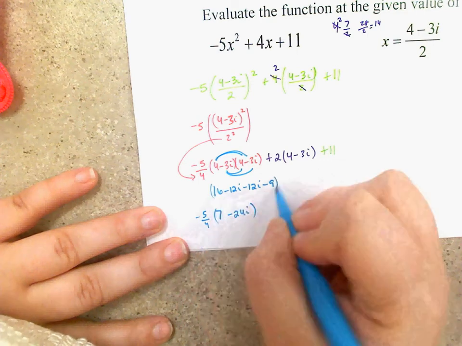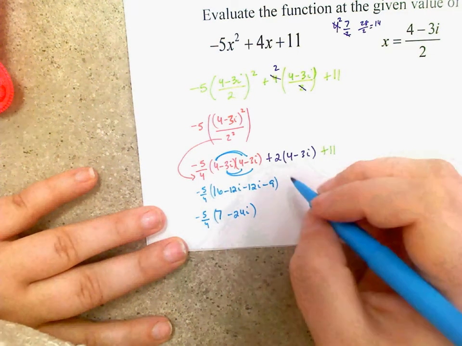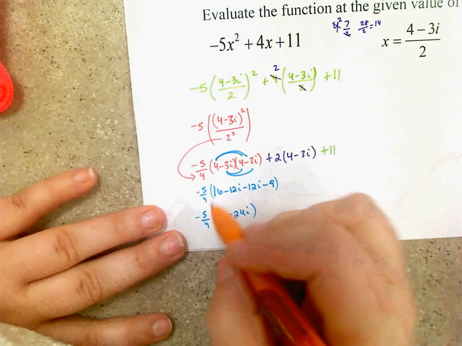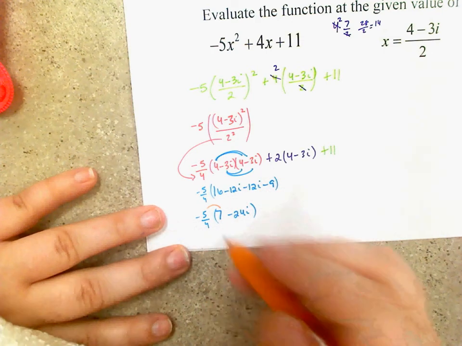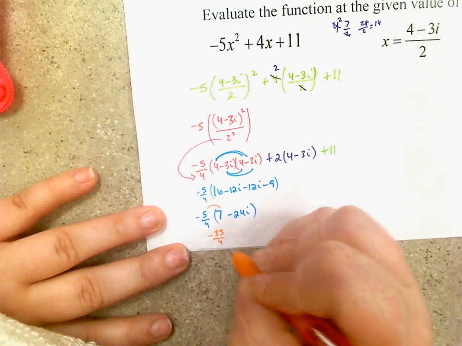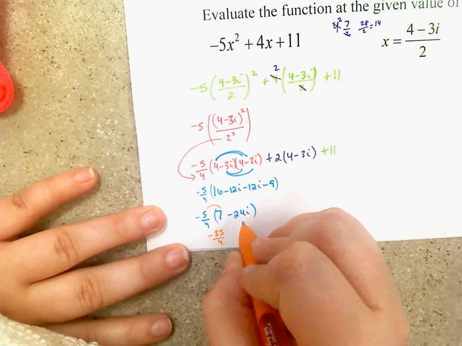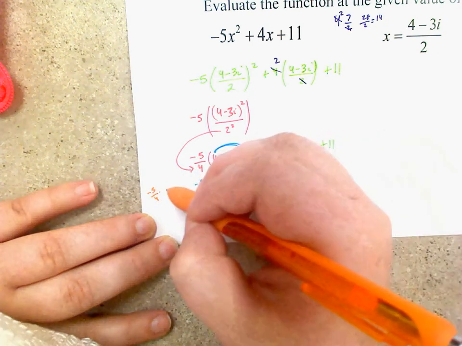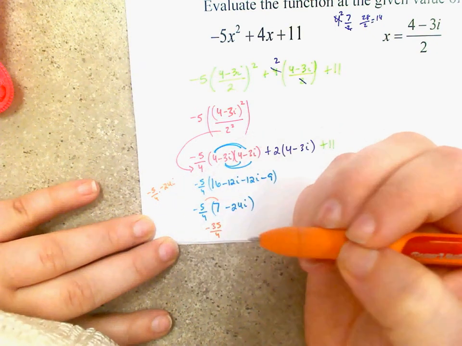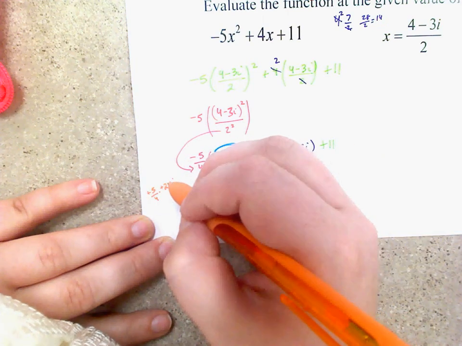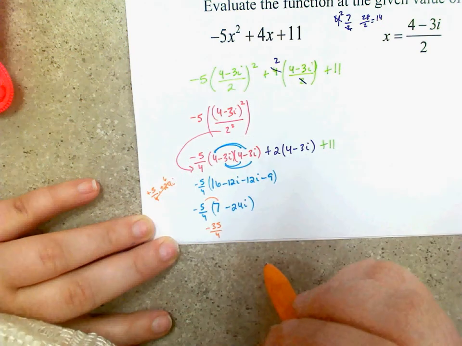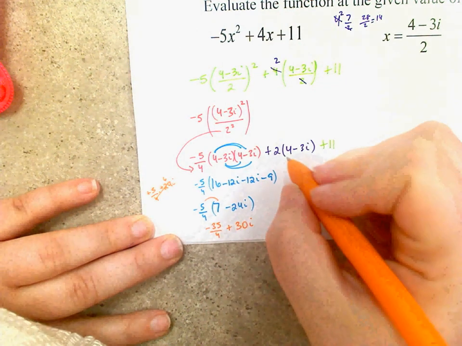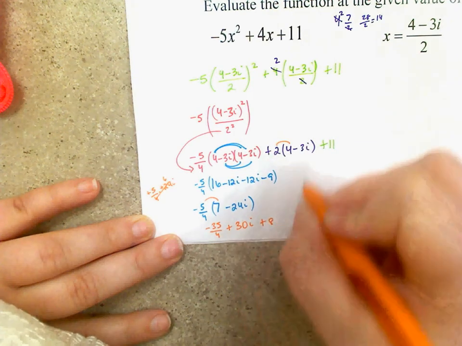This is simplified down to negative 5 over 4 times 7 is negative 35 fourths, and negative 5 over 4 times negative 24i. So first off, a negative times a negative is a positive. 24 divided by 4 is 6, so I'm really just saying 5 times 6i, which is 30i. Okay? Then I distribute this and I get plus 8 minus 6i and then plus 11.